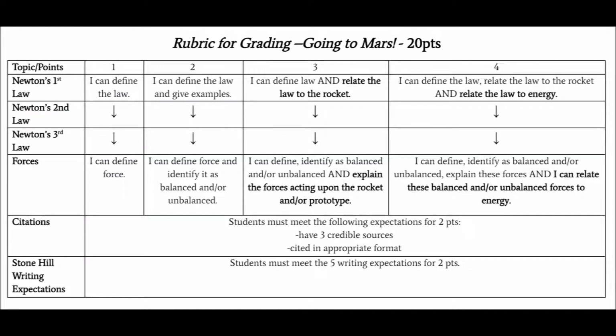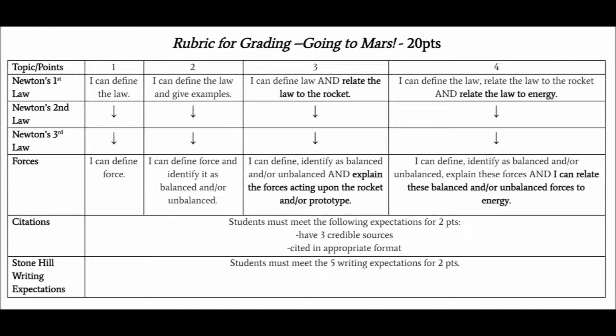And last but not least, we have the actual rubric. It's set up in such a way that each of the laws and each of the skills that we're looking for is separated. My goal is for everybody to be at a 3, that you can define the law and you can relate that law to the rocket's motion. That means you've met the standard, and I'm very happy with 3s across the board, but please be aware that 3s across the board puts you at a 75 or an 80.